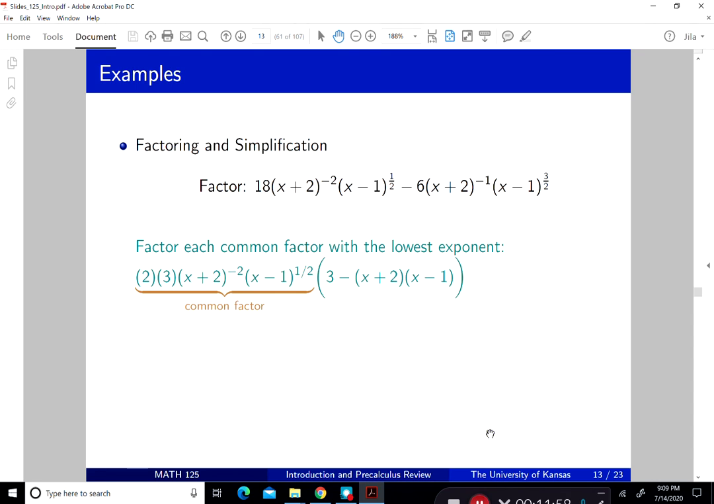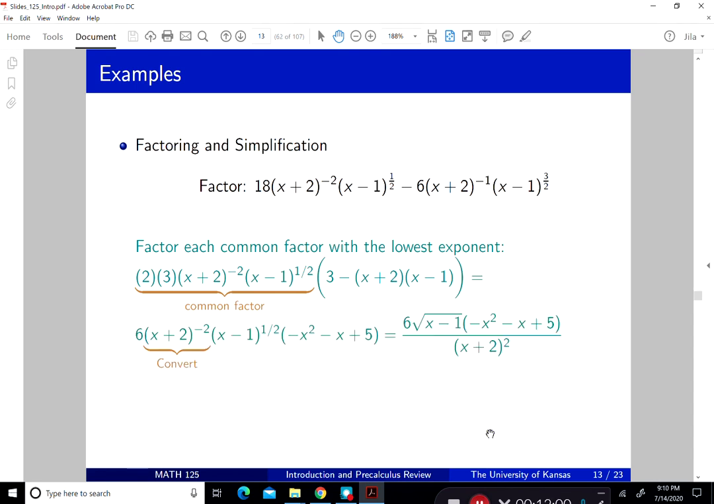Now that the factoring is done, the next step is to clean up as much as you can. And so the cleaning up over here is 3 minus (x plus 2) times (x minus 1). When you FOIL (x plus 2) times (x minus 1) and subtract that from 3, you end up with negative x squared minus x plus 5. And then the last step, this is something that we do a lot in chapter 4.